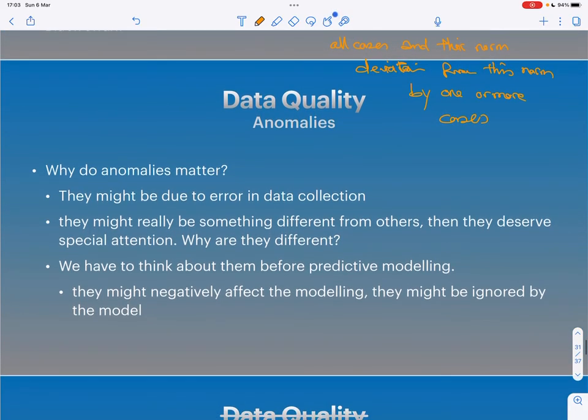But the question is now that why do we want to talk about anomalies, find them, and treat them? What is the rationale behind all these activities?